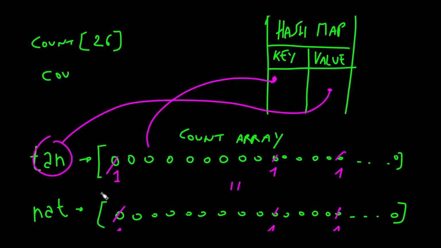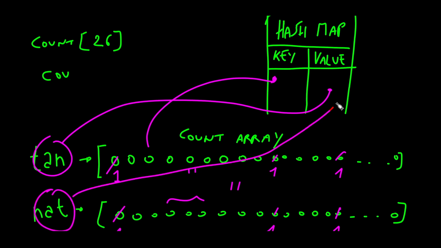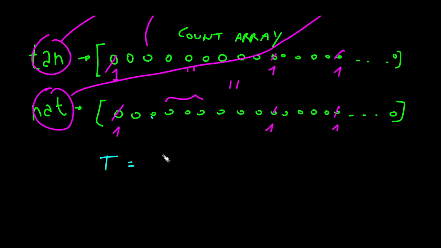When we calculate the count array of the second word, the count array is going to be the same as the one above, so it's going to map to the same key, and we will simply append this word to the value. And the value is going to be a list of strings, which in this case is going to contain tan and nut. The time complexity in this case is going to be big O of n times m, where n is the number of strings and m is the average length of each input string.